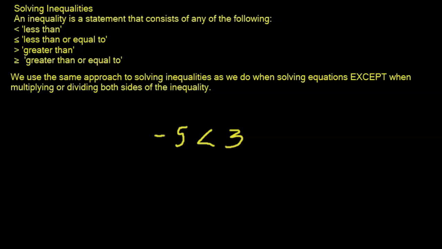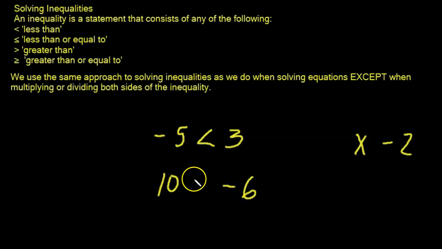Now, what if I should multiply both sides of that inequality by any negative number? It doesn't matter which negative number. Let me use negative 2. If I multiply both sides by negative 2, I would have negative 2 times negative 5. Negative times negative is positive, so that's 10. And then I would have negative 2 times positive 3, and negative times positive, that's negative 6.